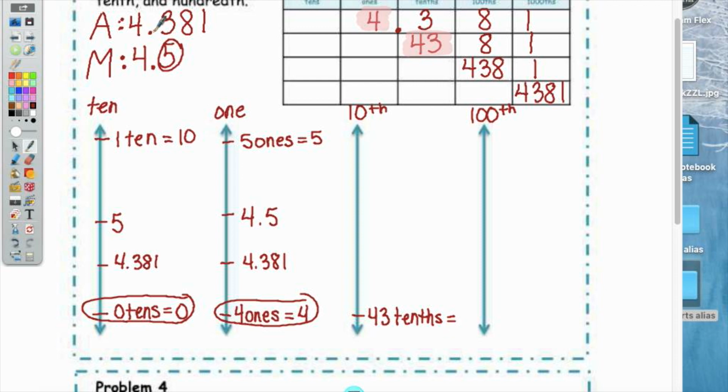Where was the decimal originally? Between what two numbers? 4 and 3. Is the decimal going to move? Am I multiplying or dividing? No, I'm just rounding. So the decimal will stay where it is. So it's going to stay between the 4 and the 3. Okay? So what comes after 43? 44.